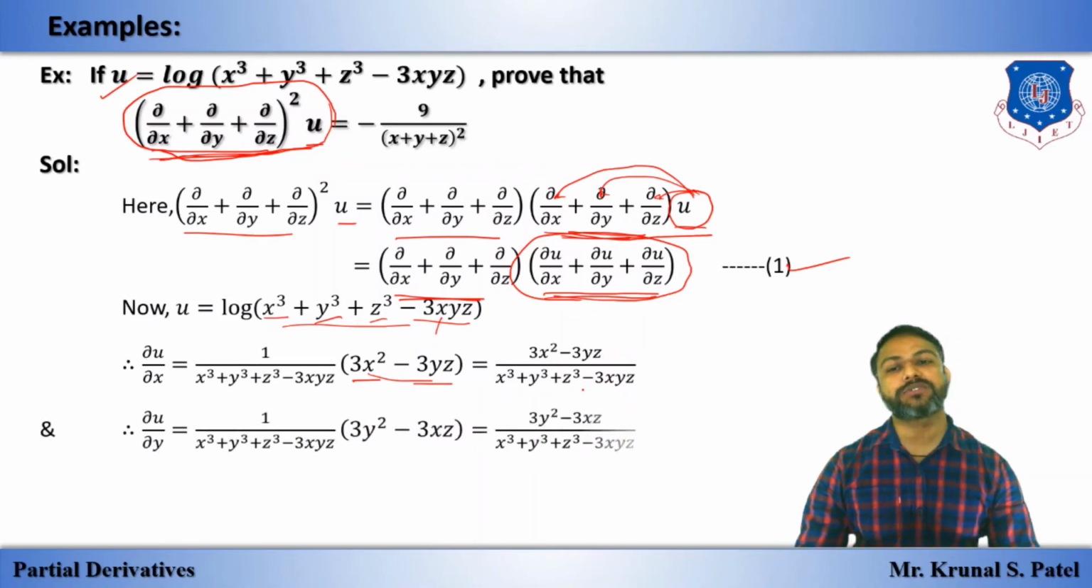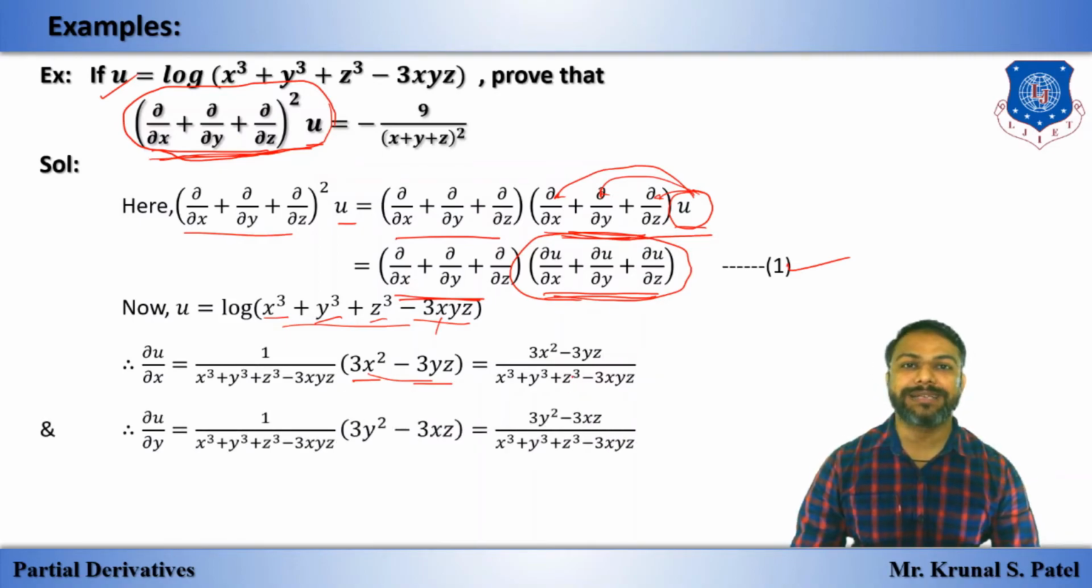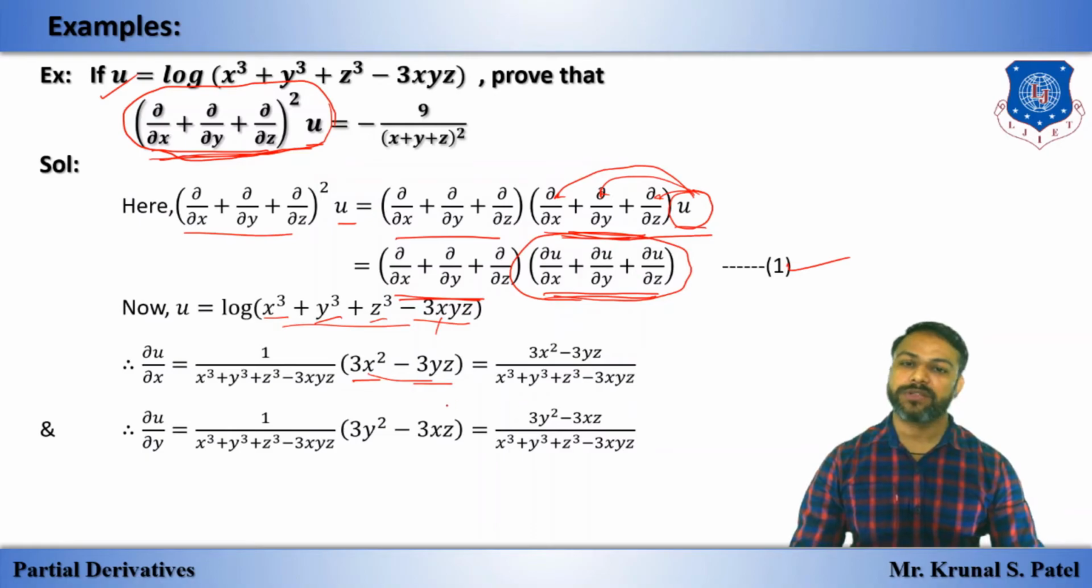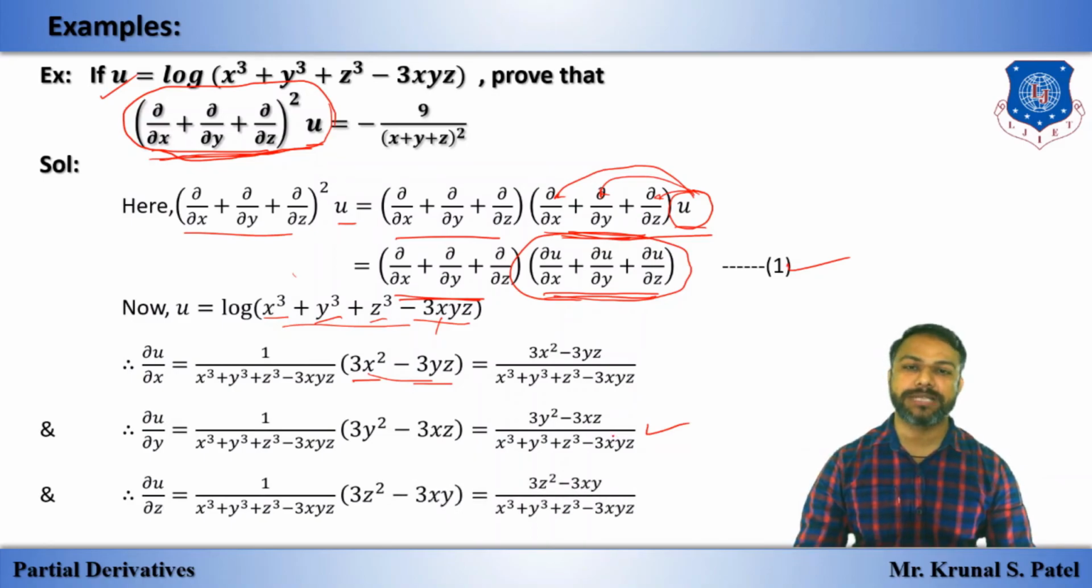Same way with respect to y, that means x and z are constant here, so same process: differentiation of log is 1 upon, and differentiation of this bracket with respect to y, and by simplifying we get this. Same way with respect to z partially, x and y will be constant, and we know that the differentiation of a constant is 0, so we have this answer.